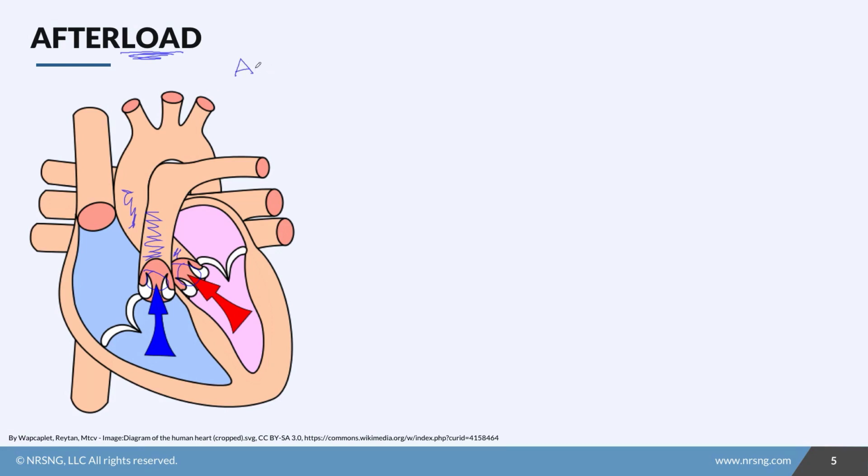Think about it this way. Afterload is what the heart has to pump against. The higher the afterload, the harder the heart has to work to eject blood. So there's two measurements we use for afterload. One for the right side of the heart and one for the left side of the heart. The one for the right side of the heart is called PVR, or peripheral vascular resistance. Now, the one for the left side of the heart is called SVR, or systemic vascular resistance.